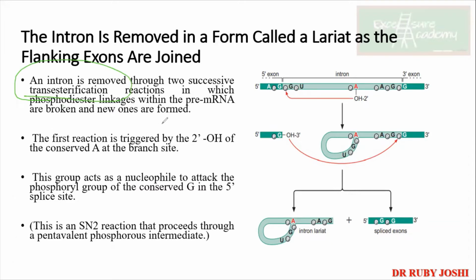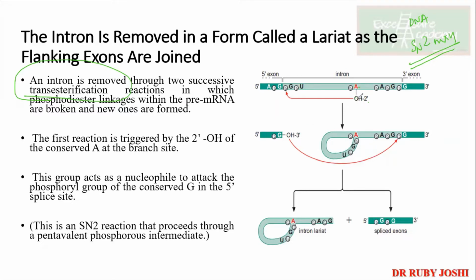So the first reaction is triggered by 2'-OH of the A. ये आपका क्या है? Branch site है. ठीक है? So this is going to attack over here. Now, please remember, previously also when we were talking about DNA polymerase during replication, RNA polymerase during transcription, it was all your SN2 mechanism. Okay? So here also it is your SN2 mechanism. Now, so this group will act as a nucleophile and it will attack the conserved G in the 5' splice site.